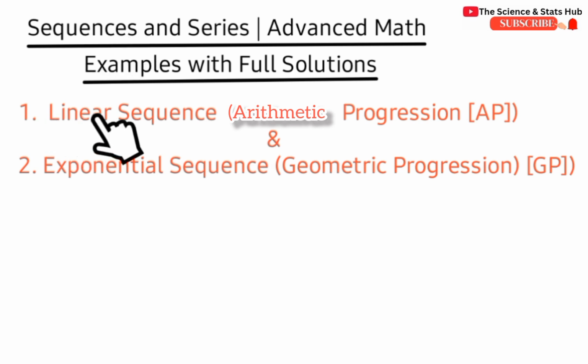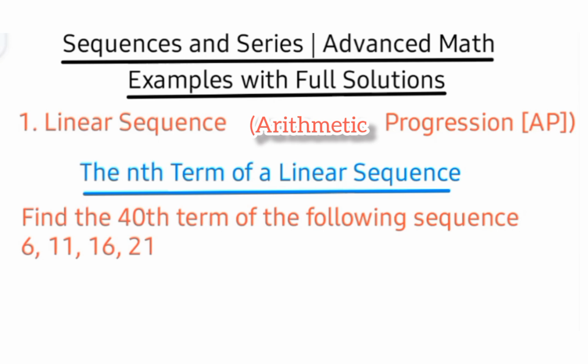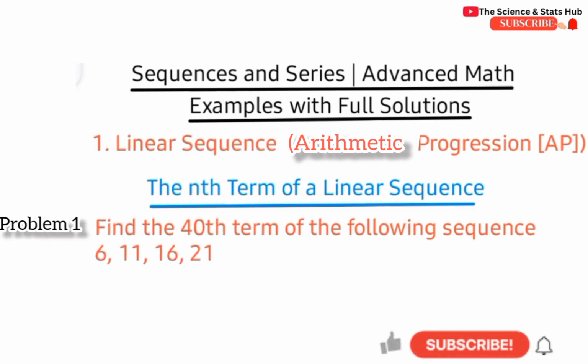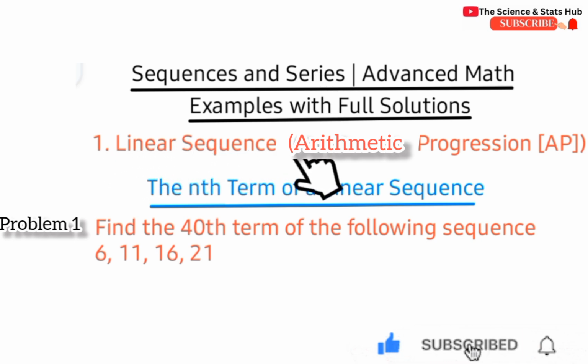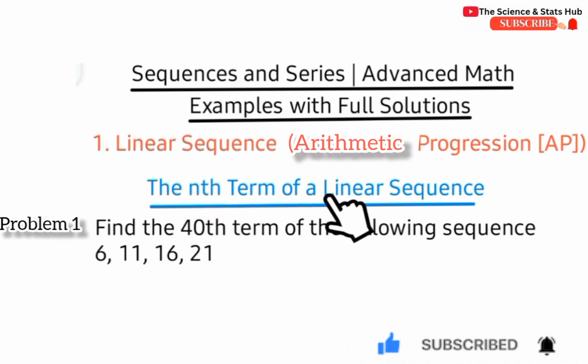The first one being the linear sequence, also called the arithmetic progression or the AP, and the second one is the exponential sequence, also called the geometric progression, GP. So guys, sit back, relax, and watch me cite various examples with full solutions involving sequences and series. So we start with the linear sequence, also called the arithmetic progression. Now let's look at how to find the nth term of our linear sequence.